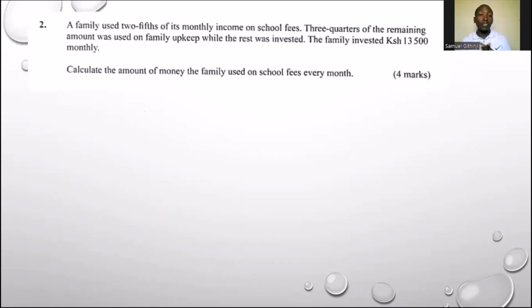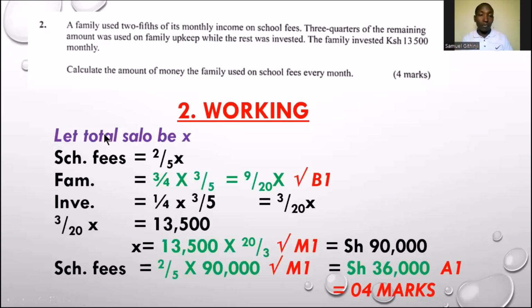Okay, we go to question number 2. A family uses 2/5 of the income on school fees. 3/4 of the remaining was used on family upkeep. The rest was invested. The amount invested was 13,500. So calculate the amount of money the family used on school fees. We go ahead to see how to work this out.